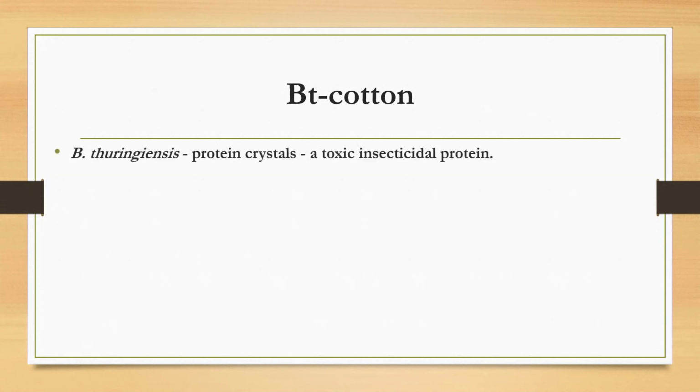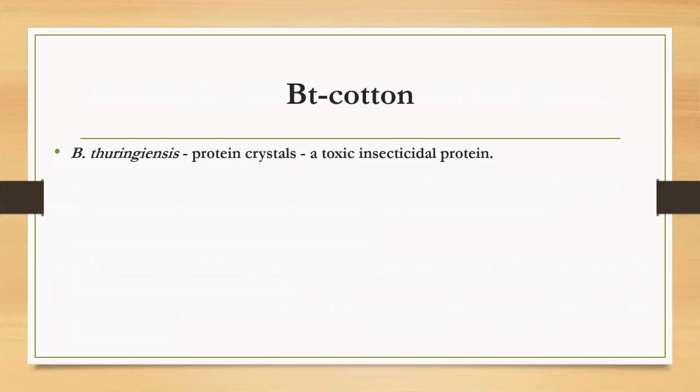Here the term Bt refers to a bacterium, that is Bacillus thuringiensis. See, this Bacillus thuringiensis, a bacterium, produces a special kind of protein called crystal protein or Cry protein. This crystal protein or Cry protein is coded by a gene called the cry gene, C-R-Y, cry gene. And these protein crystals are toxic insecticidal proteins.